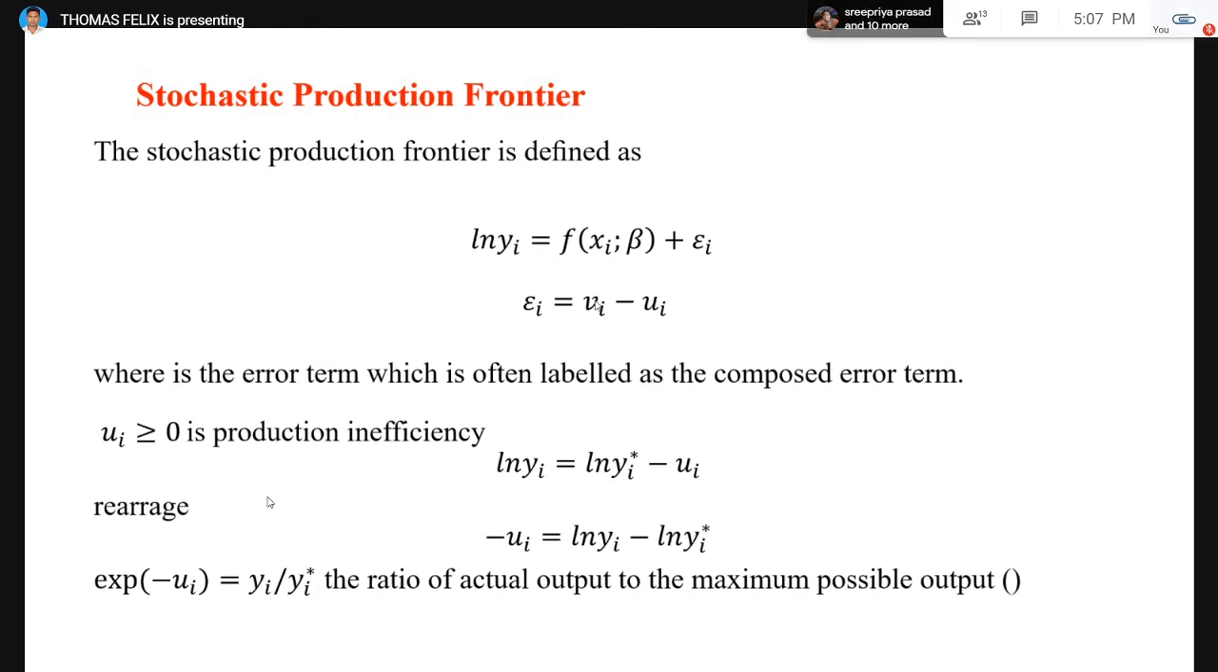On the other hand, VA is nothing but random error. It has a double-sided error. It may have positive value, it may have negative value, because sometimes the rainfall may increase the yield, sometimes the rainfall may decrease the yield. Because of that, VA is said to be double-sided error. On the other hand, UA is said to be error due to inefficiency. It is said to be one-sided error. It has only the negative value. For example, if the inefficiency is greater than 0, usually it will reduce the yield.